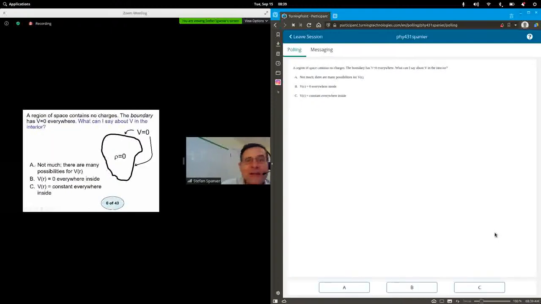So finally, a region of space contains no charges. The boundary has V equals zero everywhere. What can I say now about V in the interior?